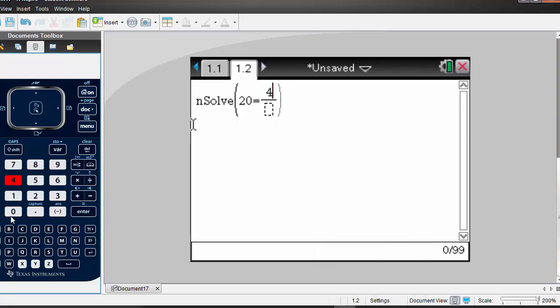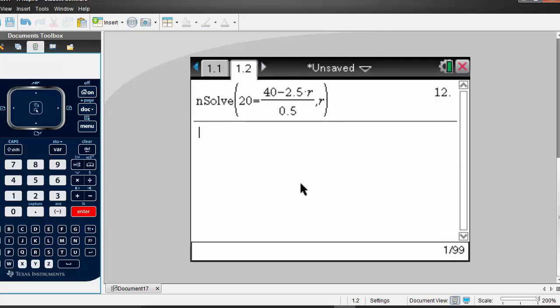All right, so I'll say 40 minus 2.5r, and on the bottom I had 0.5. I want to solve this equation for r, and you must tell the calculator that. The calculator doesn't know what you want it to solve for. So you'll hit comma r. This tells the calculator to solve this equation for r. You hit enter and it tells you r is 12. All right.